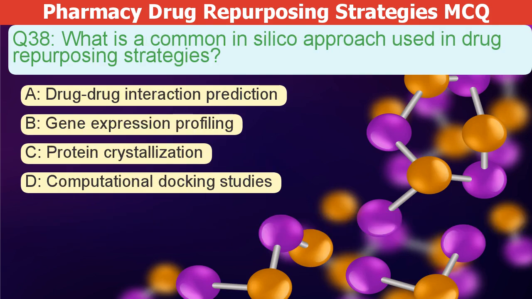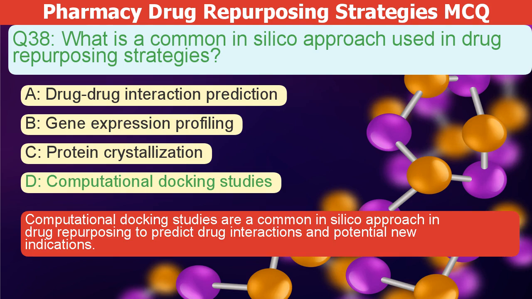What is a common in silico approach used in drug repurposing strategies? A. Drug-drug interaction prediction. B. Gene expression profiling. C. Protein crystallization. D. Computational docking studies. The correct answer is D. Computational docking studies are a common in silico approach in drug repurposing to predict drug interactions and potential new indications.